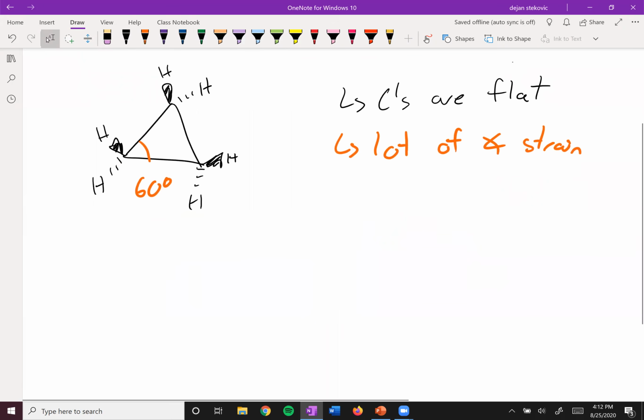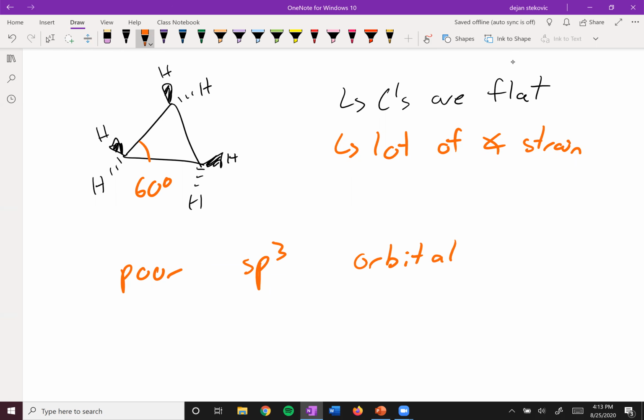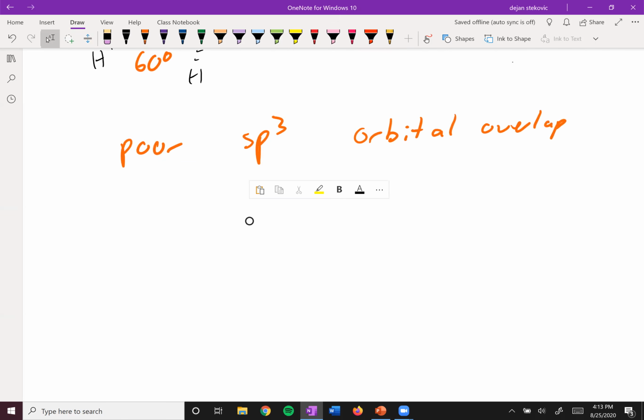Oh, and one more thing about the angle strain. If you're wondering why this is a bad thing, why it doesn't want to go away from this 109.5 degrees, it's because it's going to have poor sp3 orbital overlap, right? As shown in this diagram right here from your book.